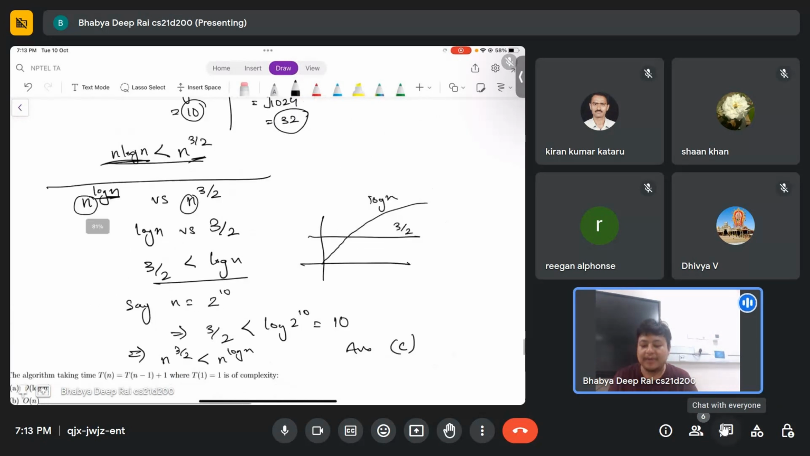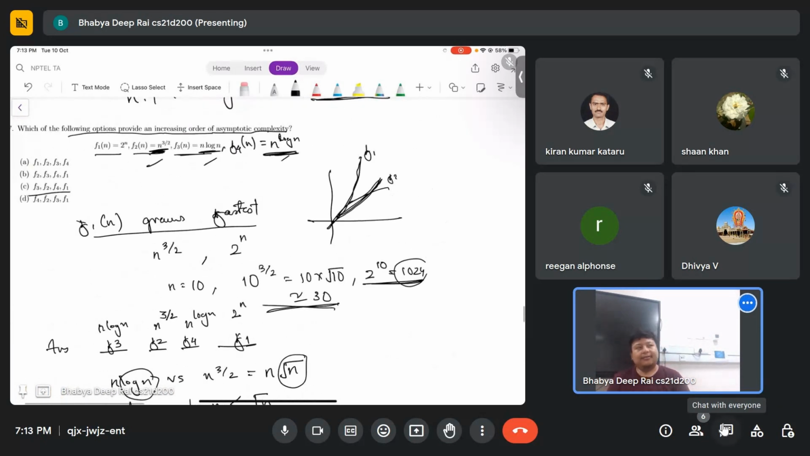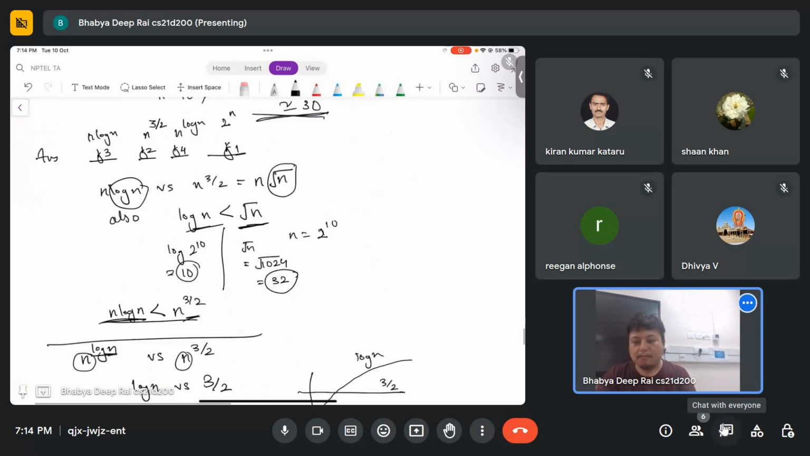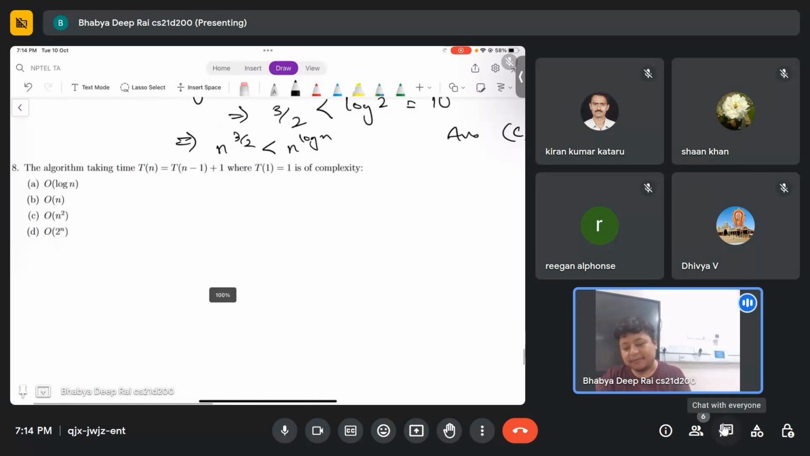I hope that is clear to everyone. This is how you can compare different functions asymptotically, which means you can compare which functions will grow faster and which functions will grow slower. So let's continue.